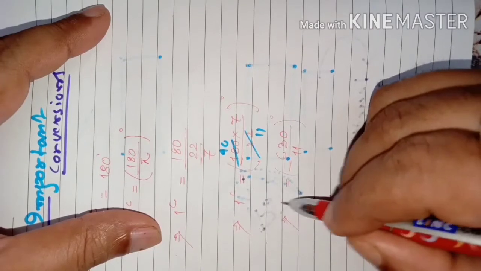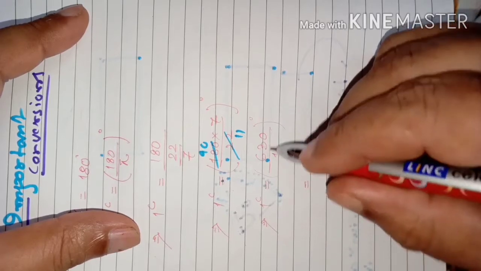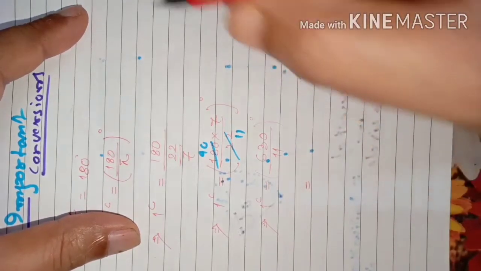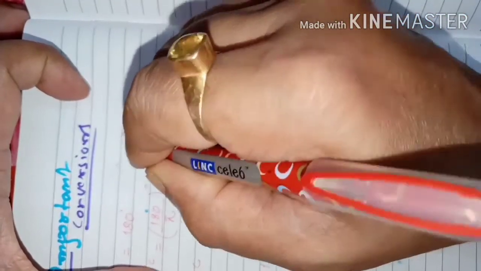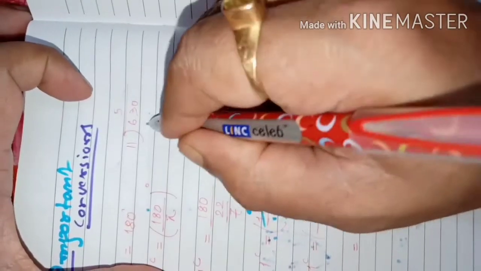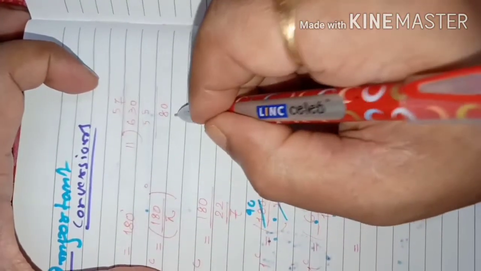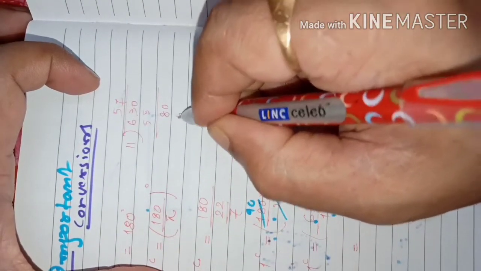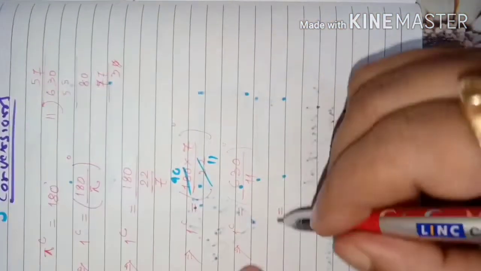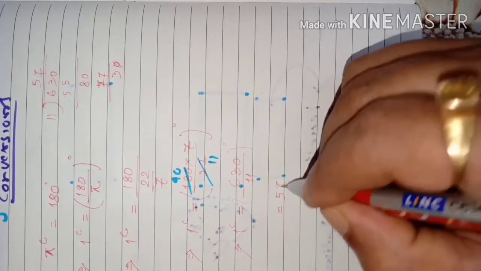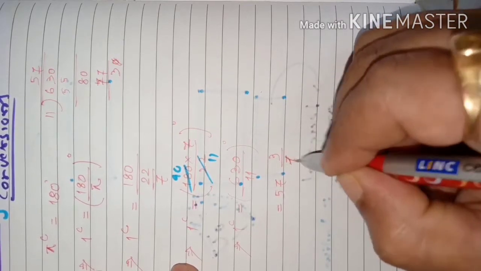That is 1 radian. Okay, 1 radian is equal to 630 by 11. If we divide by 11, 5 times 11 is 55, then 80, then 7 times 11 is 77. So that is 3 only. So then it will be 57 and 3 by 11 degrees.